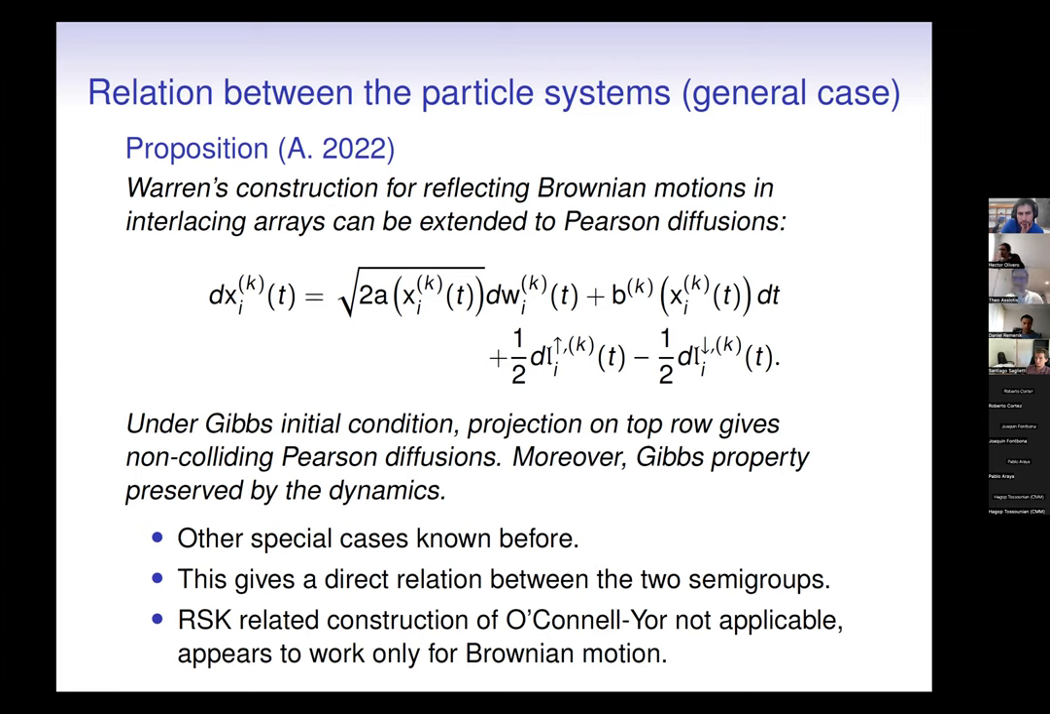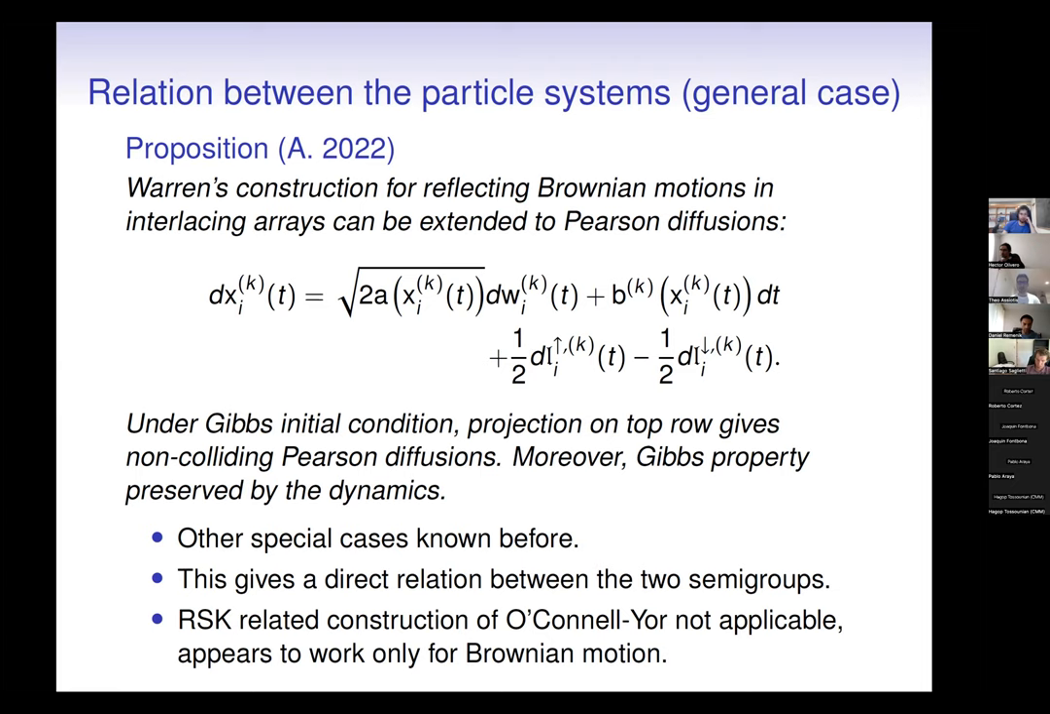Yeah. Just a question. By Gibbs initial condition here, you mean starting at the origin or something different? No, I mean here, start the top from any initial condition and then the rest uniform. Okay. So this is kind of structured. So yes, it's the same thing.